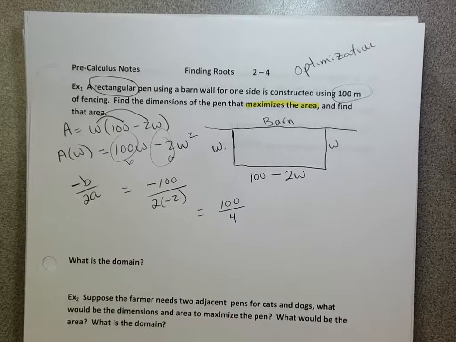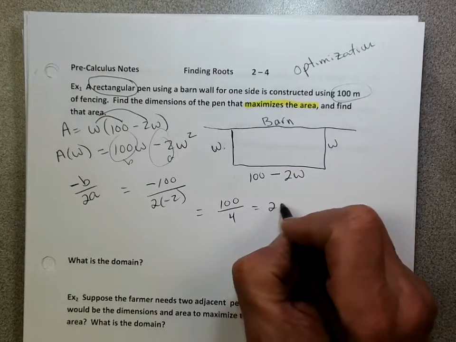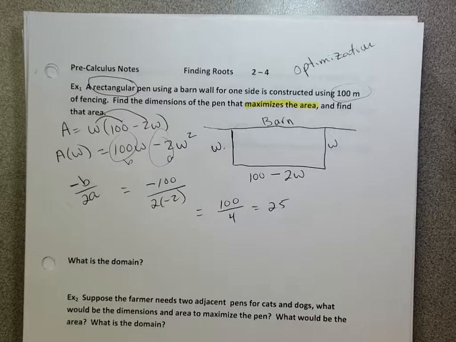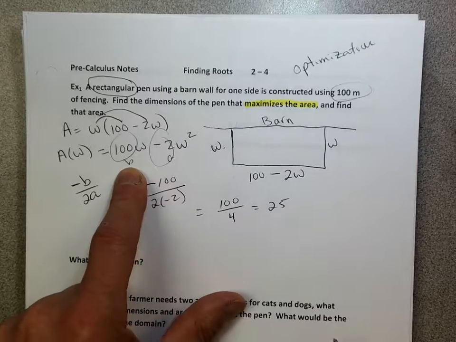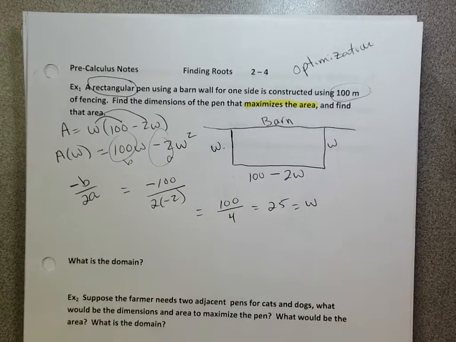Negative 4. They're both negative, so I cancel negative. Great, thank you, Marie. Always try and find my mistakes, which is going to be 25. Okay, so what does that mean? What did I find? Found the width, didn't I? And that's why I like to use the right variables, because I found the width. So W is 25. So let me go back to my figures.